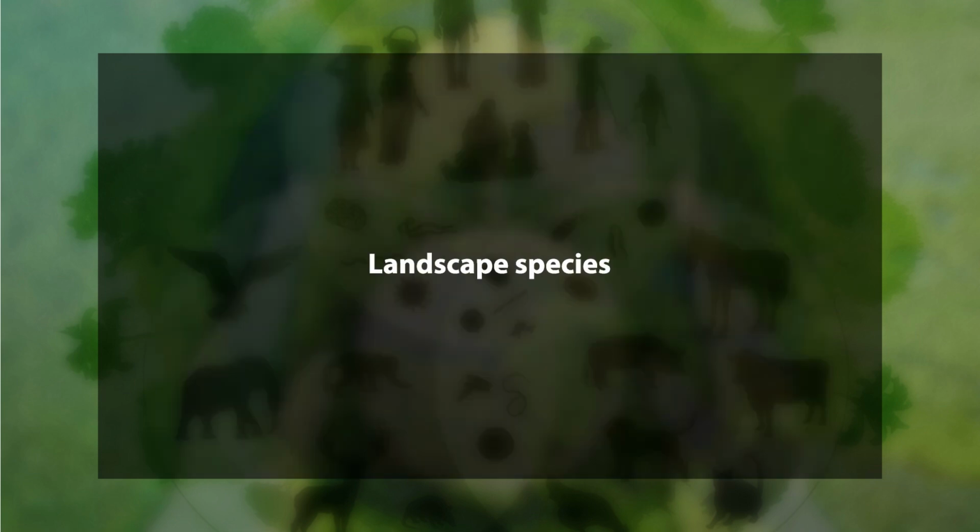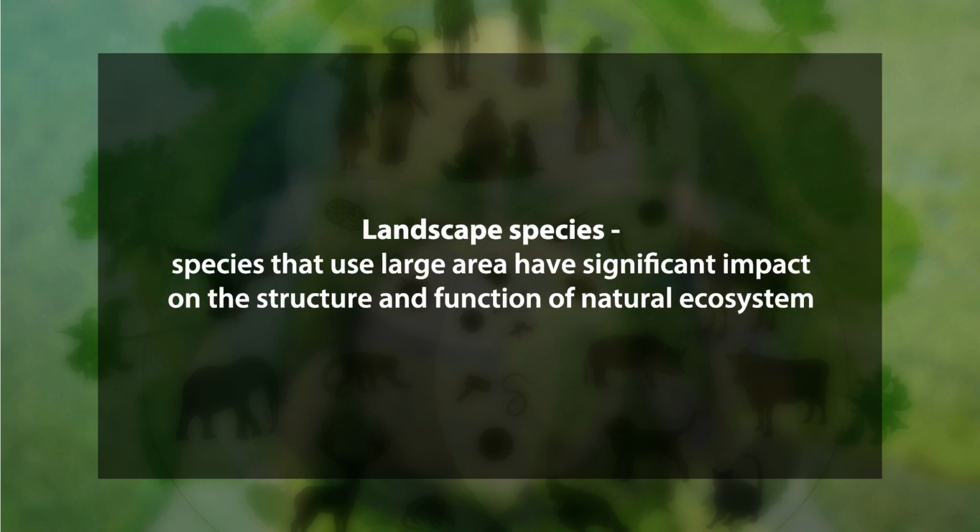One more concept is landscape species. Landscape species are those species that use large areas and have significant impact on the structure and function of natural ecosystems. The concept involves selection of a suite of focal species defined by their ability to represent all major habitats, management zones and threats at a site, their use of large heterogeneous areas, and structure and functions that impact on natural ecosystems.